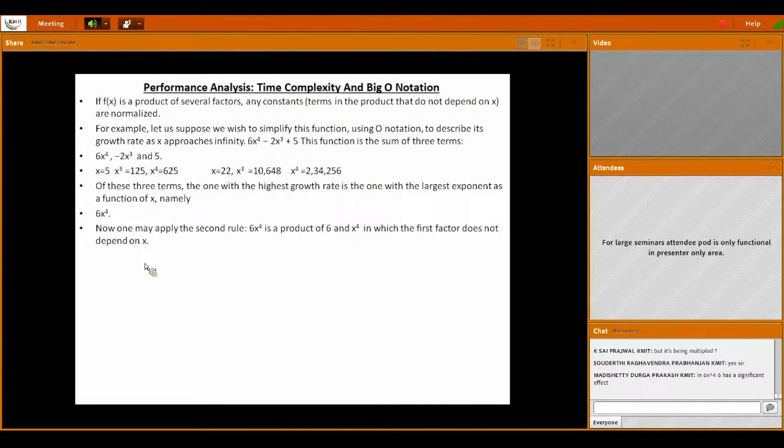Durga Prakash, you are still holding your line that sir 6x to the power of 4 has a significant effect. I agree. But what is the value of x? Just now I gave you the example. If x is 5, this is the case. If x is 22, this is the case. So what is determining, right, is that 6 factor is a constant factor. The value of x raised to the power of 4 is what we should be considering as most significant.